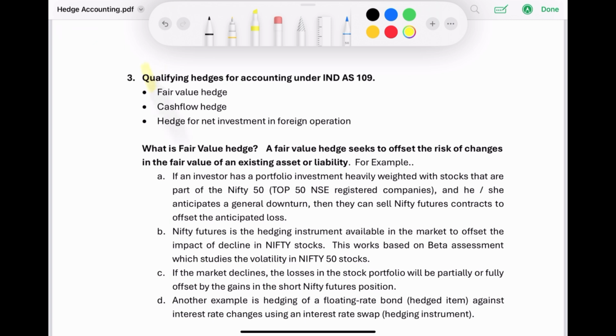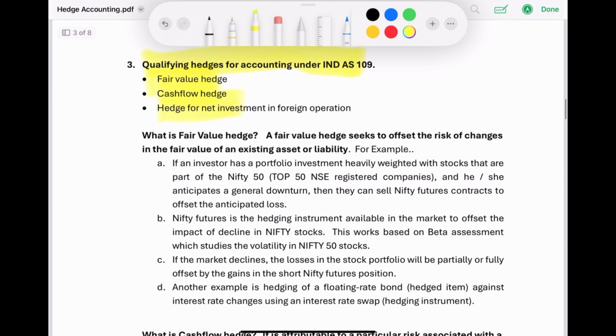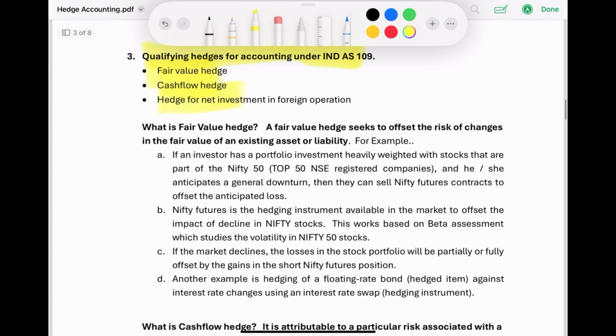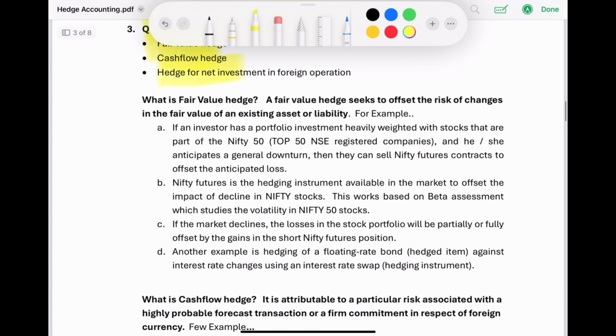What are the qualifying hedges for accounting under Ind AS 109? There are three types of hedges that qualify under Ind AS 109 hedge accounting. One is fair value hedge, the next one is cash flow hedge, and the final one is hedge for net investment in foreign operations. We'll see a few examples of each of these hedges to explain more about their nature.